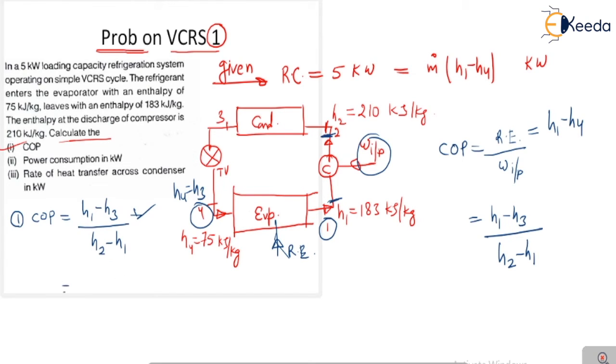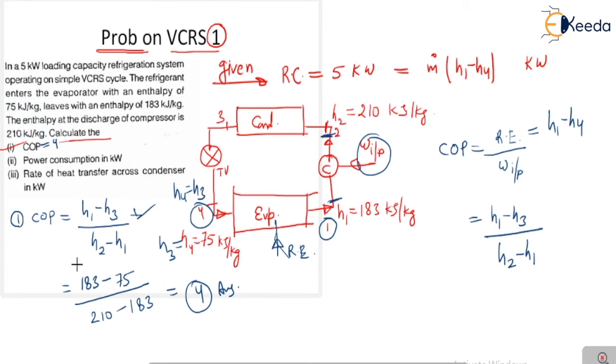Okay, my dear friends. What is the value of H1? H1 value is 183 minus, what is the value of S3? S3 is nothing but H4. That means 75, divided by, what is the value of S2? 210. And what is the value of H1? H1 is 183. Is it right? So by the calculation, 4 will be your answer for the COP. So for the COP, the perfect answer is 4.